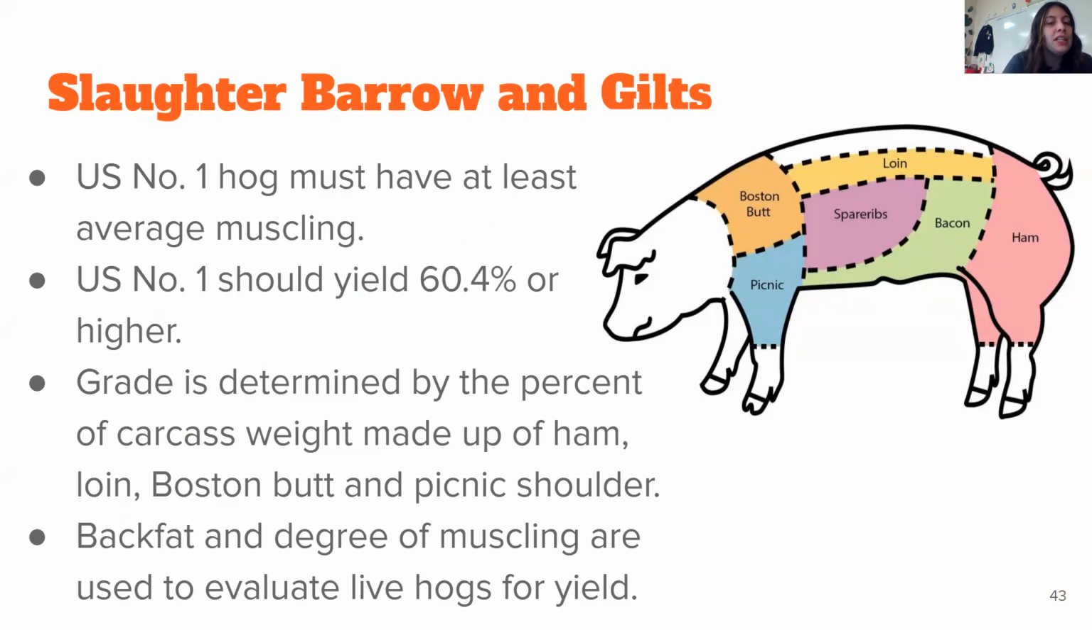So as I was saying, when they're trying to figure out what the grade for this pig should be, they're going to look at our major wholesale areas: our ham, loin, Boston butt, and the picnic shoulder. Because these are our little money makers right here.